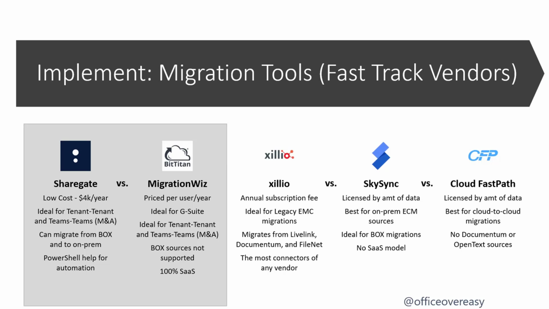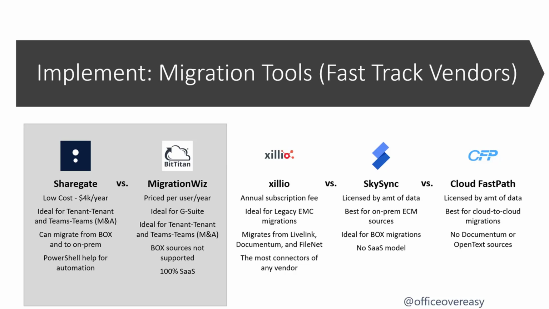Now, the reason is that all the rest of these on this slide, really their bread and butter is moving over legacy enterprise content management tools. So things that are on-prem, like in LiveLink, Documentum, FileNet, right? So for them, Zillow and Cloud FastPath, as well as SkySync, they all kind of sit in that space. Zillow has the most connectors. Oh, but SkySync, I would say second in line from ShareGate.